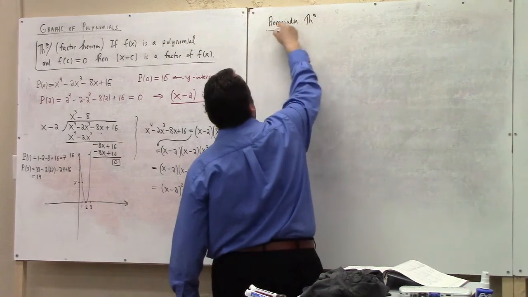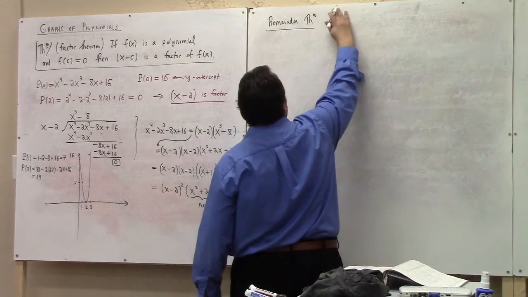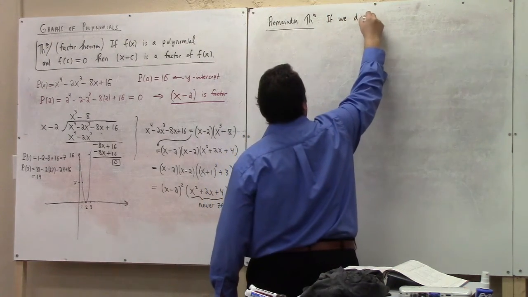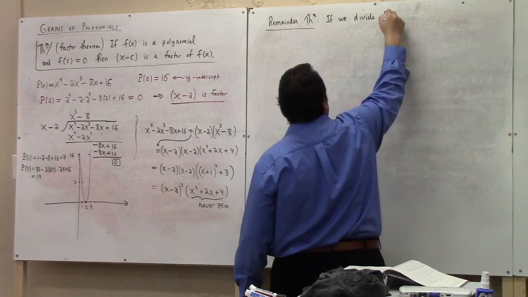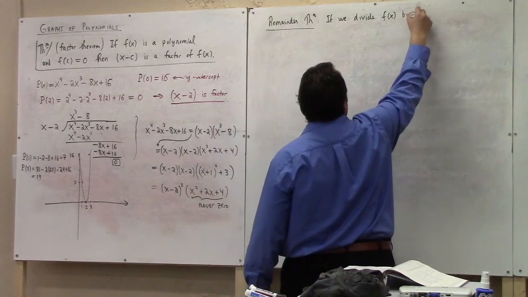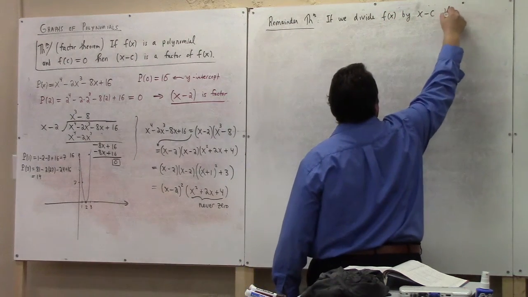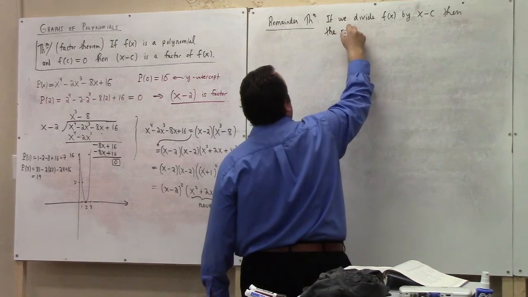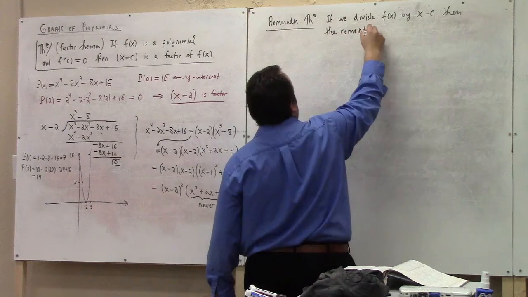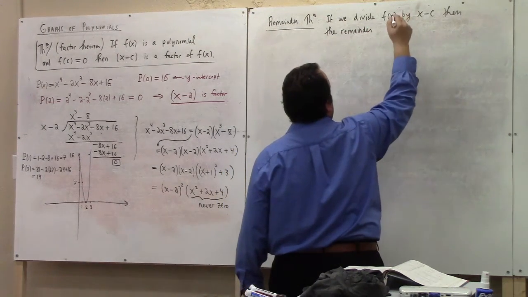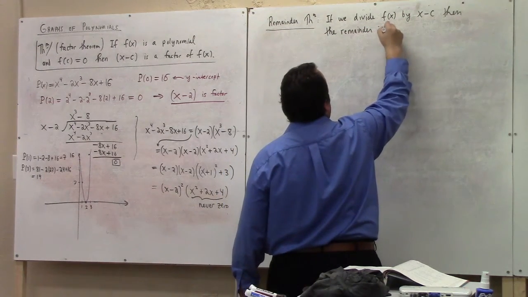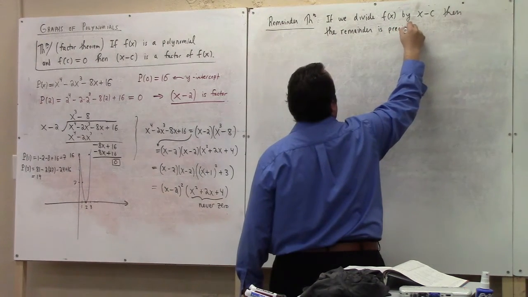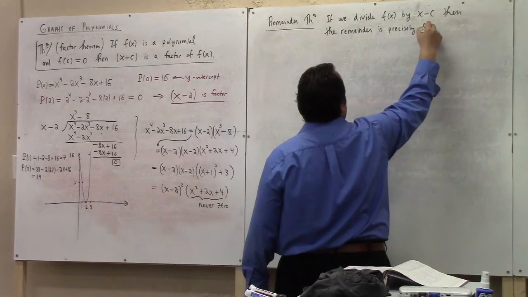The remainder theorem says the following. If we divide f of x by x minus c, then the remainder is precisely f of c.